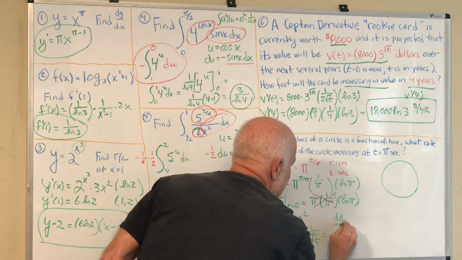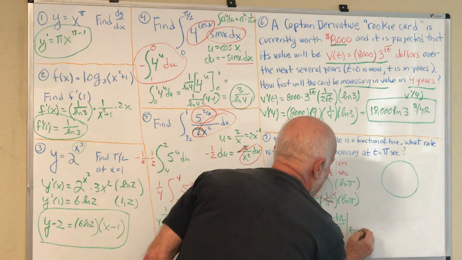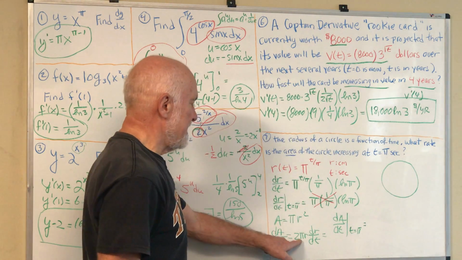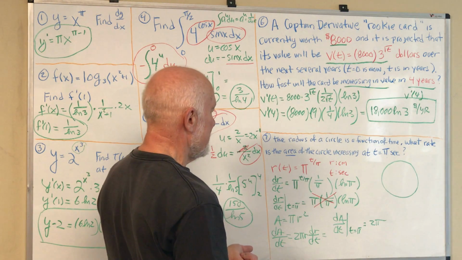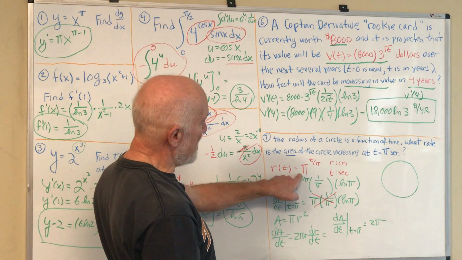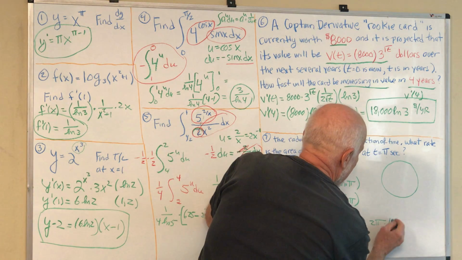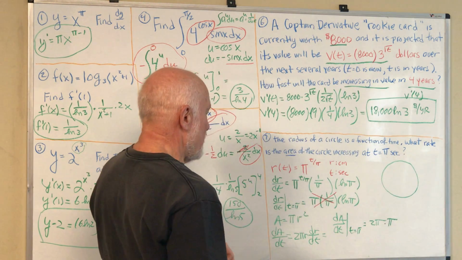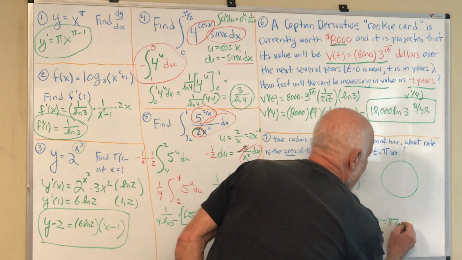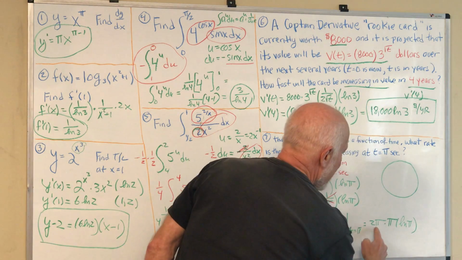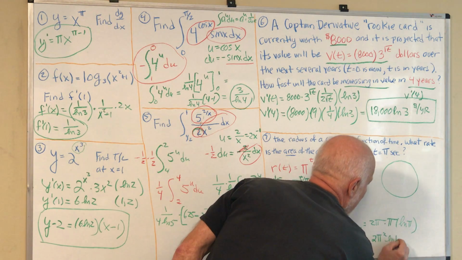So dA dt, when t equals pi, all I have to do is plug it in. I get 2 pi times r, and what's r? R is, from up here, r is going to be pi to the pi over pi. So that's pi. And what did we find out dr dt was? That was the natural log of pi. So altogether, the answer is 2 pi squared times the natural log of pi.